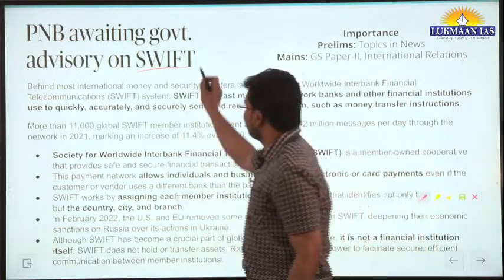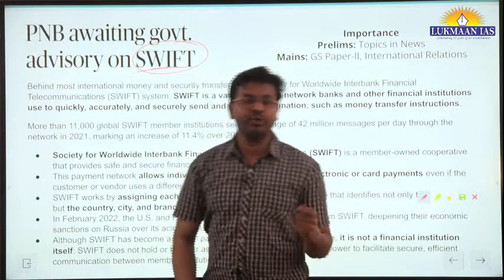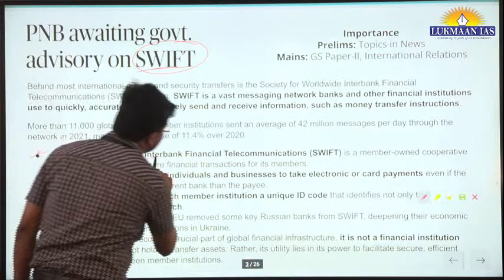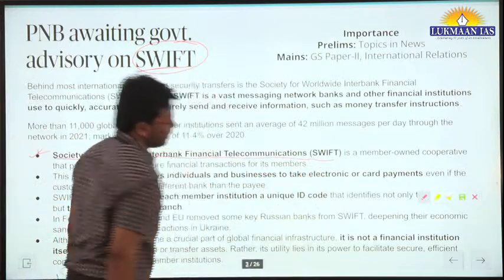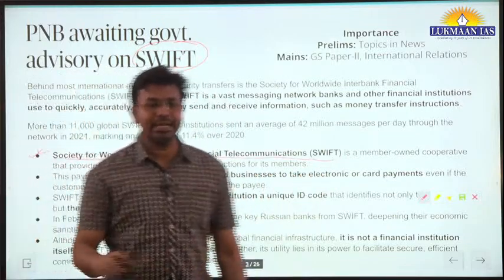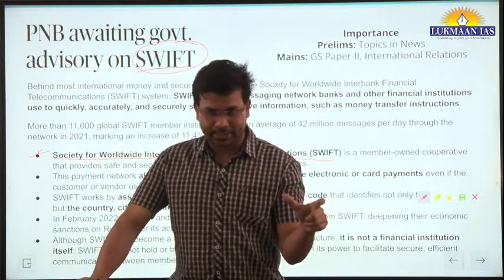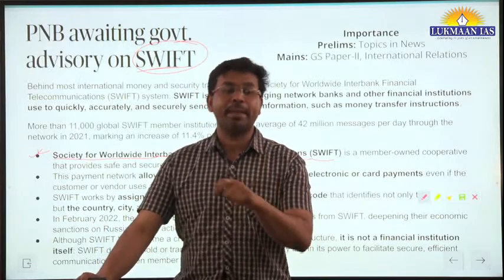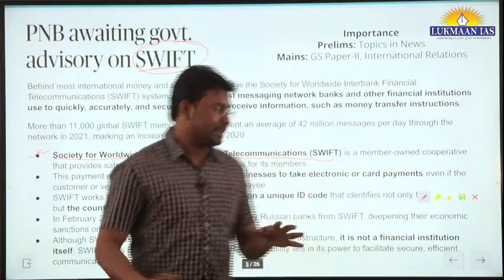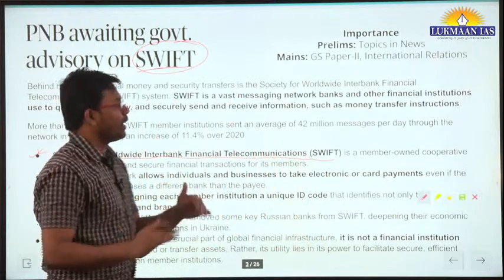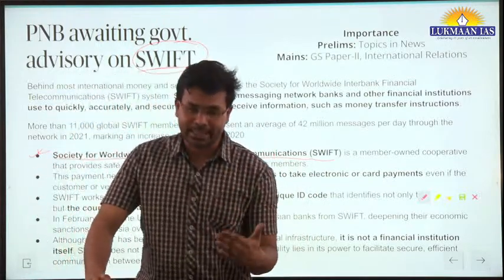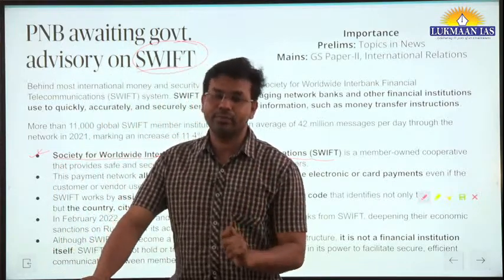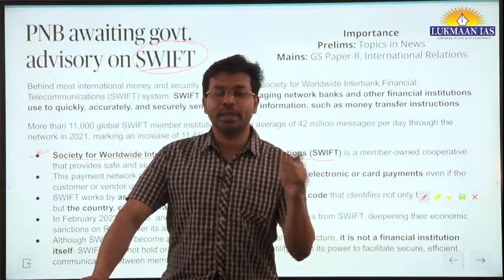Before we know about SWIFT, we need to know its full form. SWIFT stands for Society for Worldwide Interbank Financial Telecommunications. Here we need to understand that SWIFT is an organization. It is a voluntary organization where member countries are part of it. It is a kind of international society which is owned by member countries. This is not a bank in itself. It is very important for us to understand that.